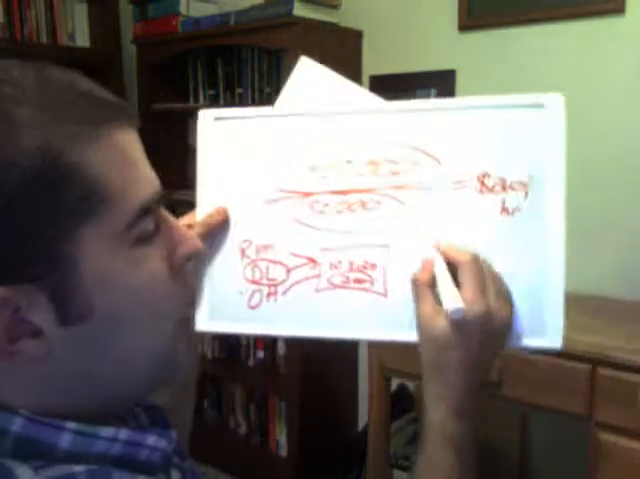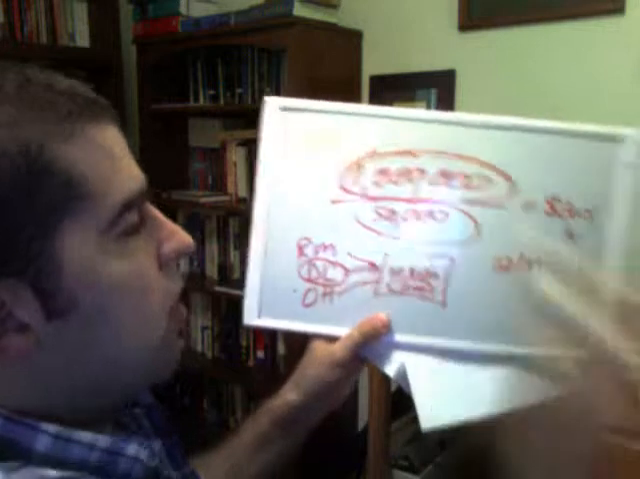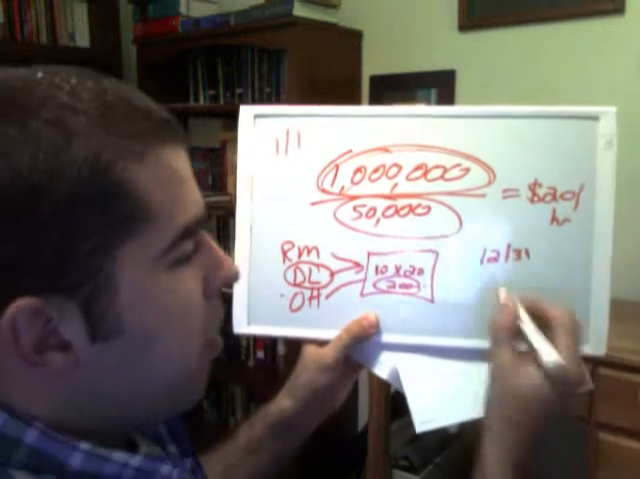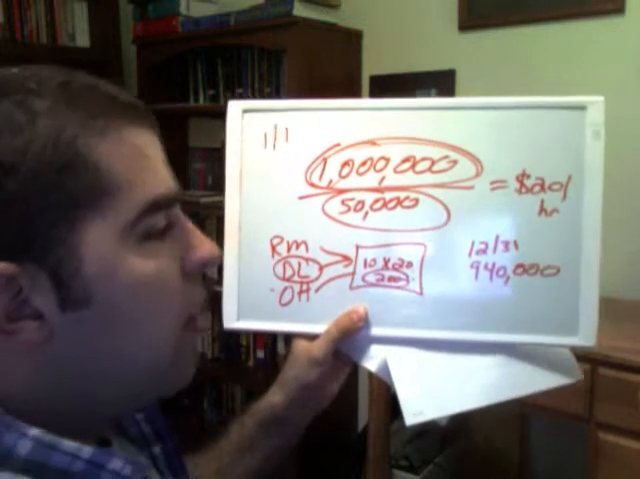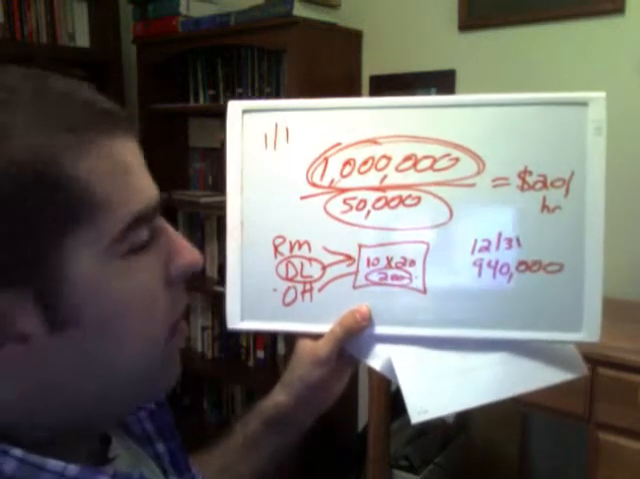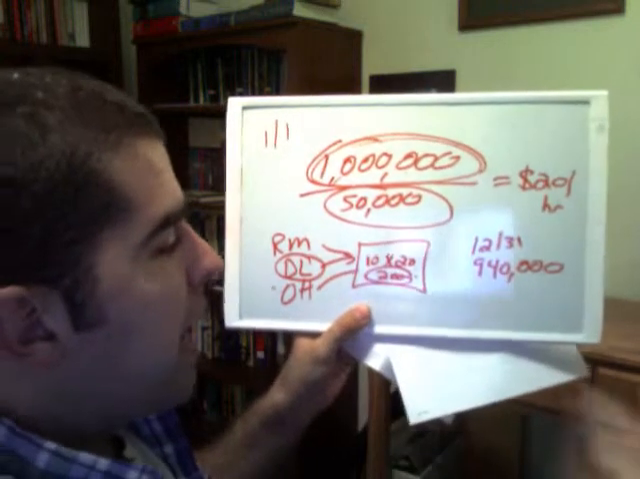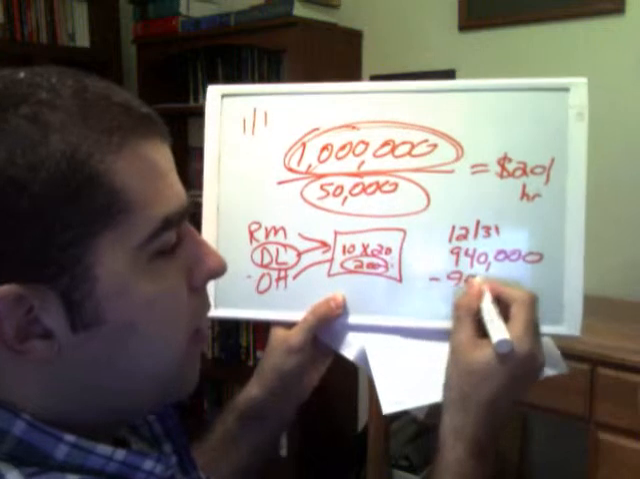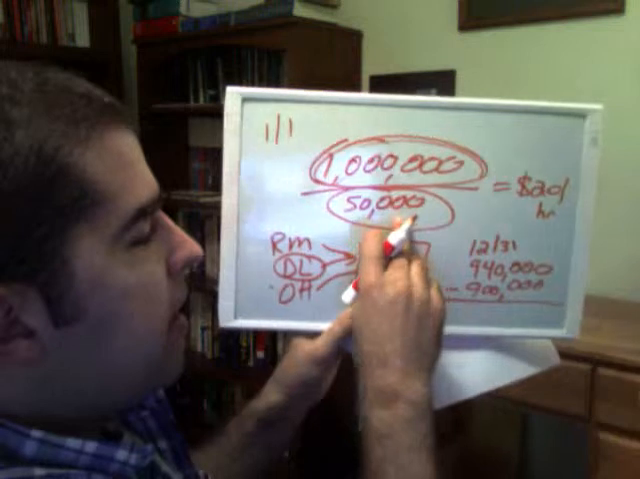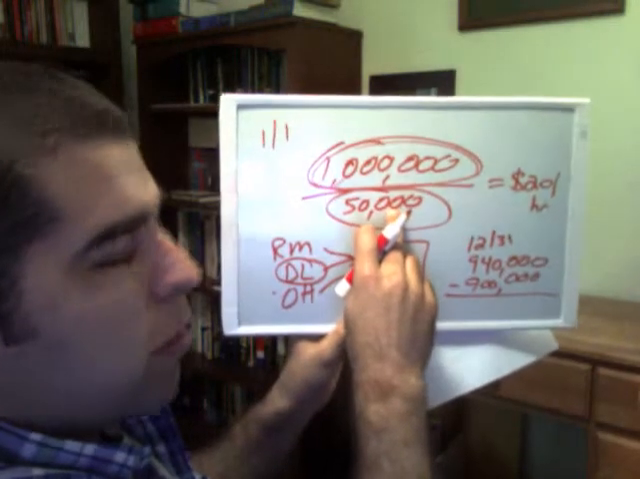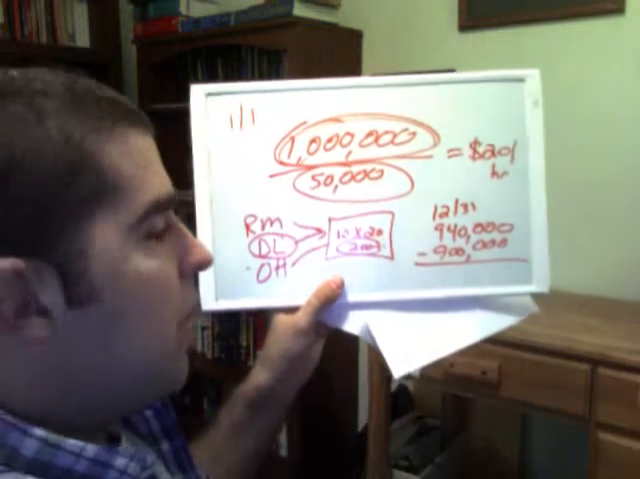Now, when we do get to 12/31, our overhead is probably not going to be $1 million. Our overhead might be $940,000. And if we look at all our jobs that we worked on during the year, remember we allocated our overhead to these particular jobs based on our direct labor hours. We might have a total allocated overhead of $900,000. So likely we didn't quite get up to our 50,000 direct labor hours. We only had 45,000 hours. So 45,000 times 20 is 900,000.